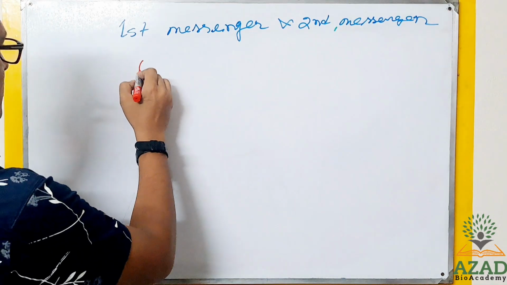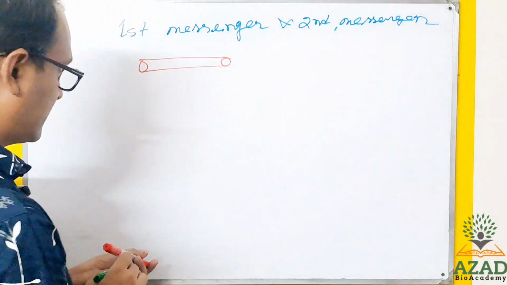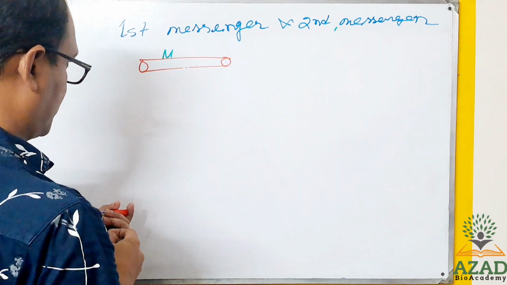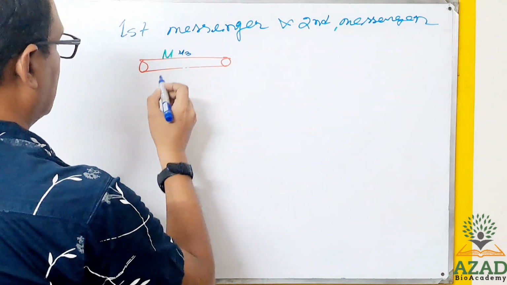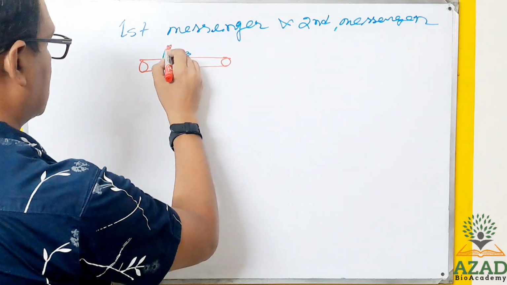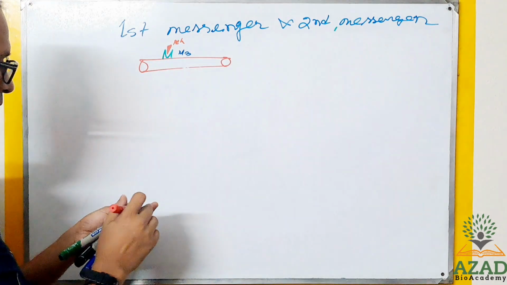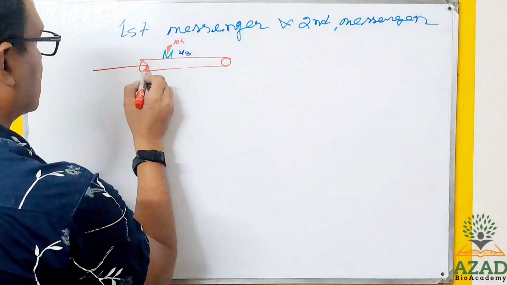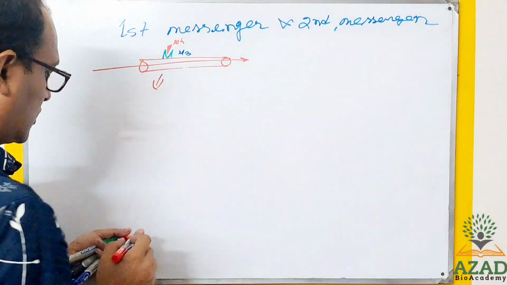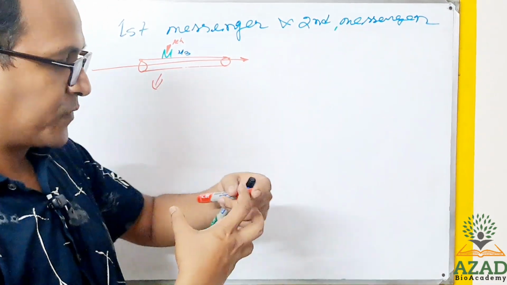Suppose this is your blood vessel, and in your blood vessel the M3 muscarinic receptor is present, and this one is of course acetylcholine. So what will happen? It will work to dilate the blood vessel. You know, acetylcholine is a parasympathetic neurotransmitter, so it will dilate the blood vessel.